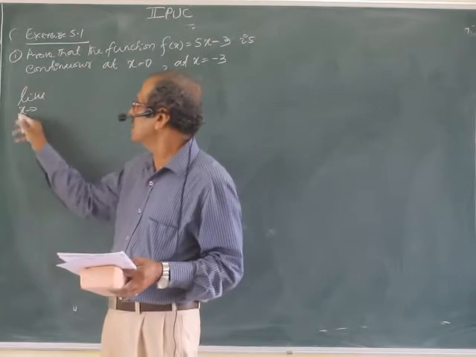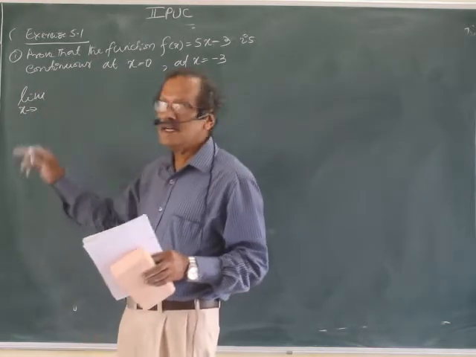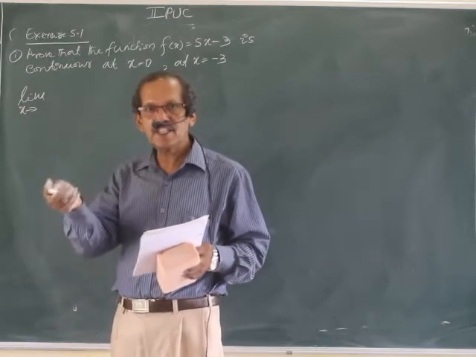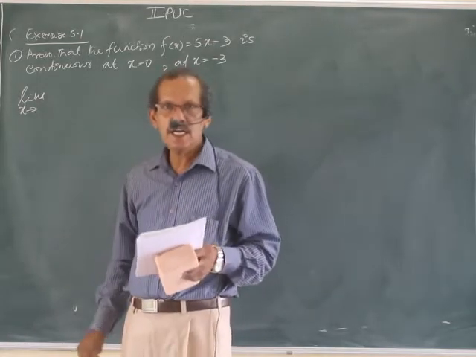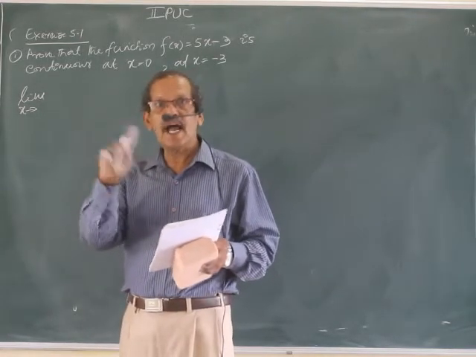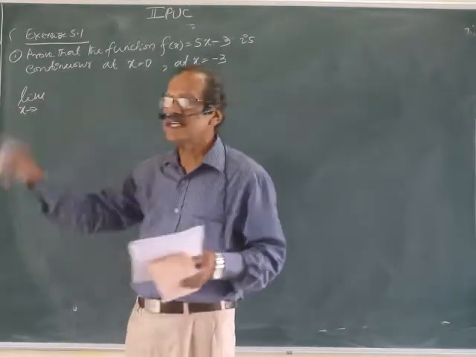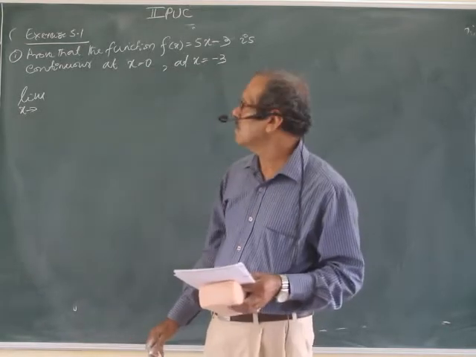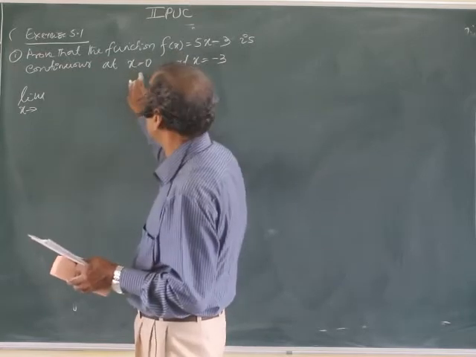First one is continuity at the given point. Second one is continuity in the interval. You have to take x equal to c, verify whether it is continuous at x equal to c, and check continuity at both the ends of the interval. That is the second one. Third one is continuity in the entire real number set. Anyway, this one is at a particular point, x equals 0.